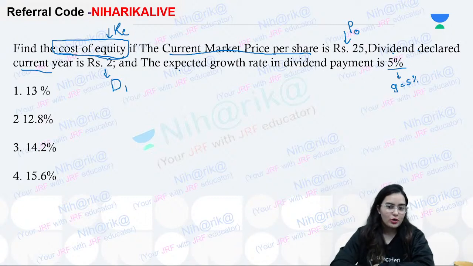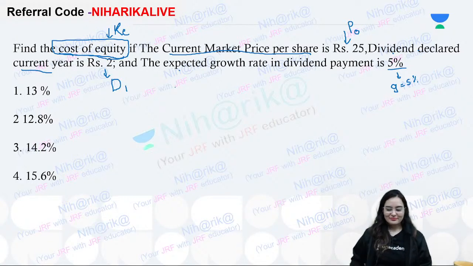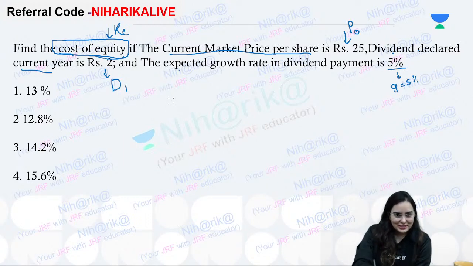You know the formula of KE. What is the formula of KE? KE is equal to D1 upon P0 plus G. Yes, D1 already given upon P0. Wow, great, Priya, amazing. Clap for yourself that you were actually confused and right now you have solved it the quickest way possible.